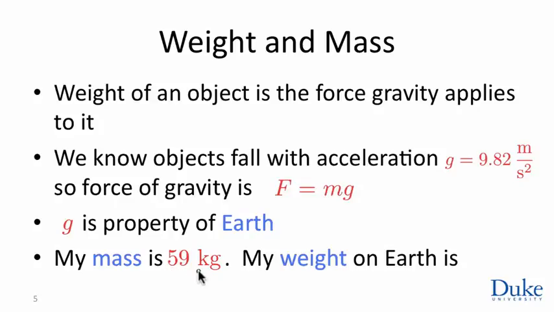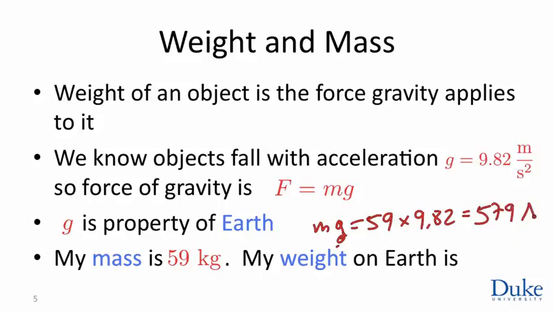My weight here on Earth is mg, which is 59 kilos times 9.82 meters per second squared, or, doing the calculation, I believe I did it right, 579 kilos times meter per second squared, which is 579 newtons. My weight is 579 newtons.